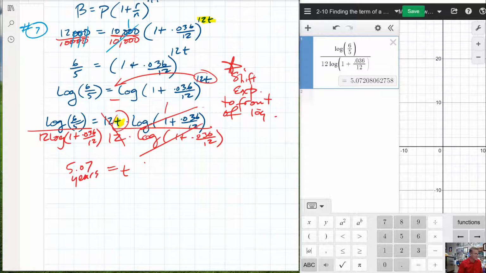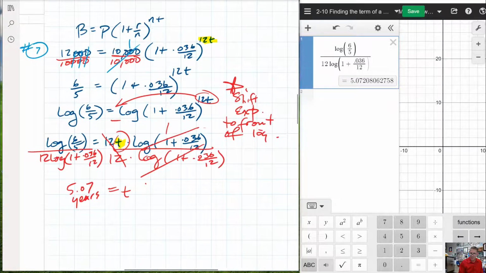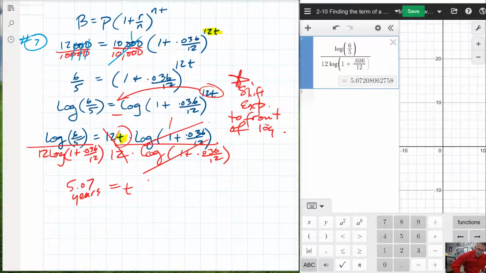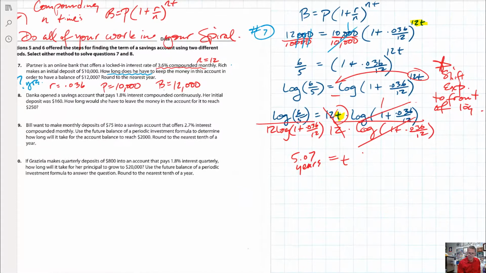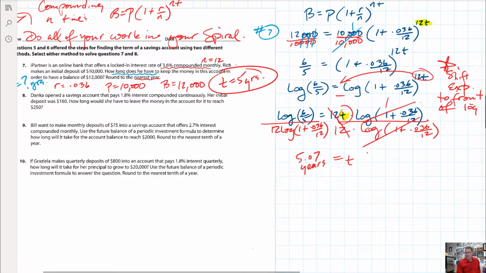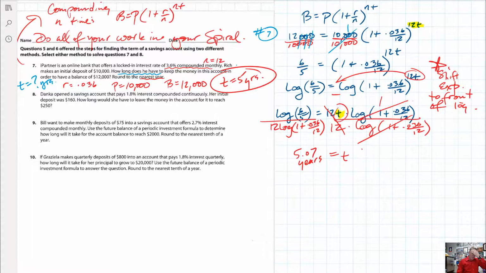Man, the publisher says 5 years. They obviously rounded. So if you check that with the publisher's answers, they will say 5 years, and of course that's close to 5, right? Oh, in fact, you know what? I just noticed something. It says rounded to the nearest year. Nearest year, and guess what? So that's 5. So t is equal to 5 years. Okay, there's number 7. Okay, now number 8.